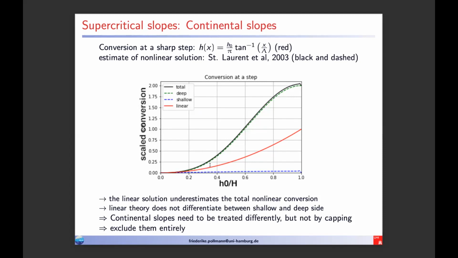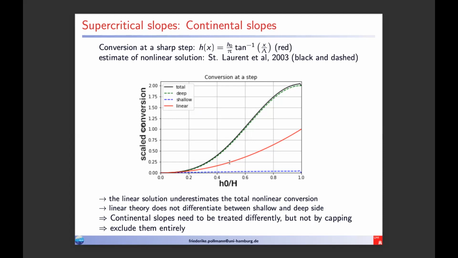Another issue is that the step has a deep side and a shallow side, and the nonlinear solution can differentiate between that. The deep side is the green line, and the shallow side is the blue line. And you see that they're very, very different. The linear theory cannot distinguish between those two aspects, and we want to resolve the direction of the internal tide generation. So at some point, we will be pointing toward the deep side, and at some point, we will be pointing toward the shallow side.